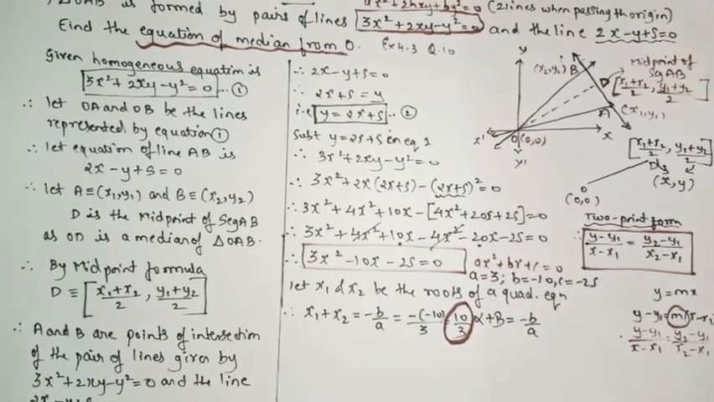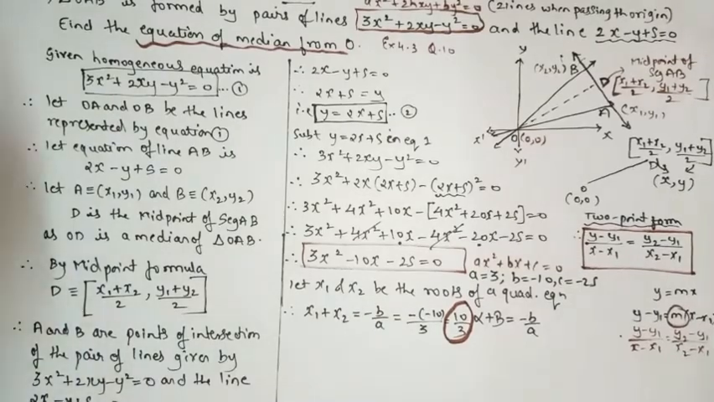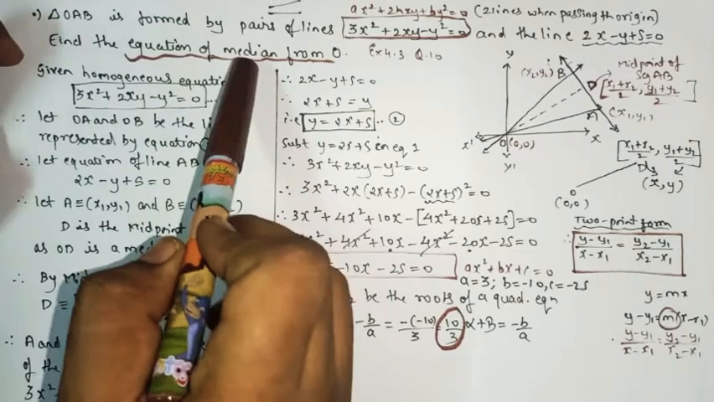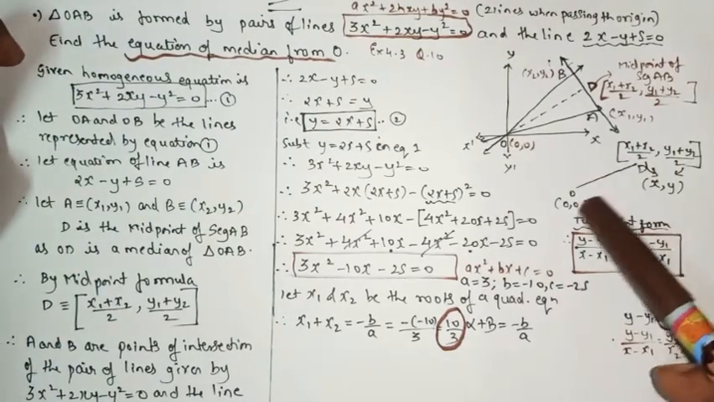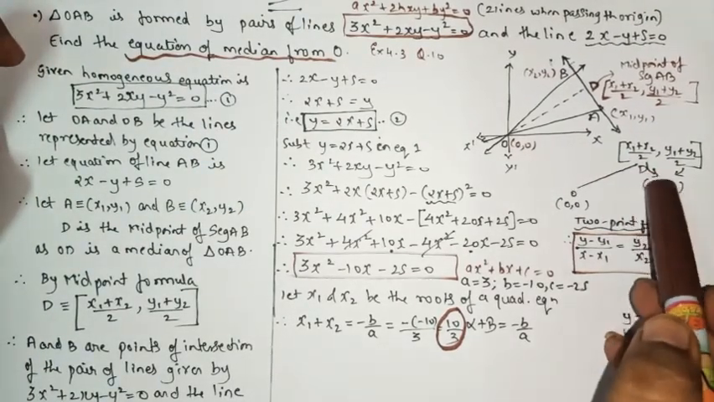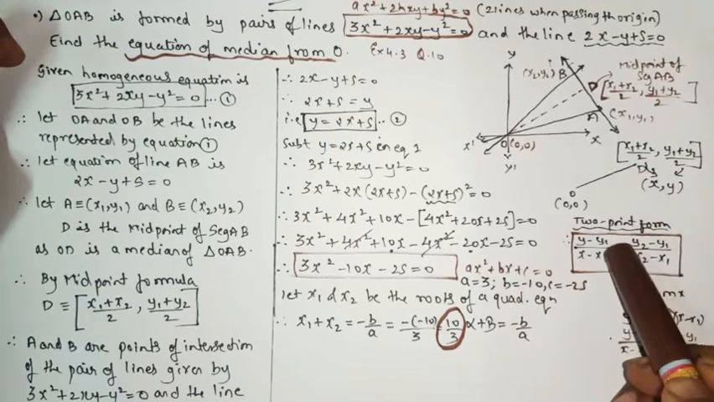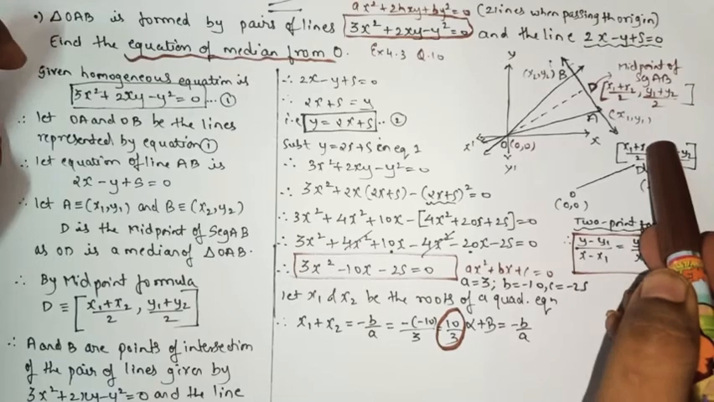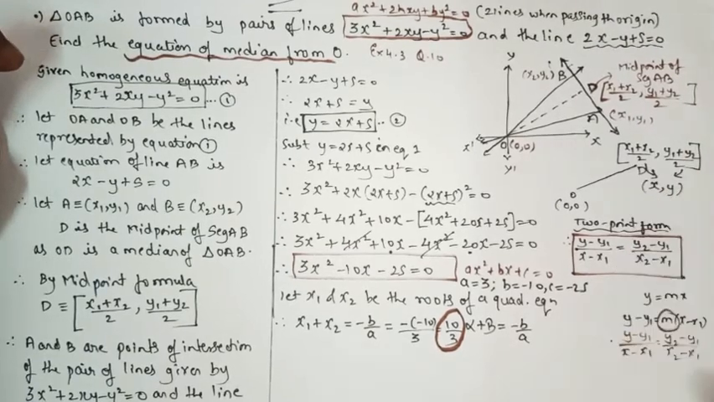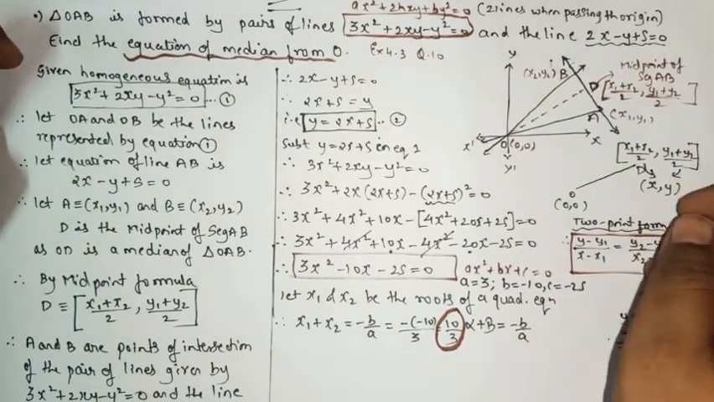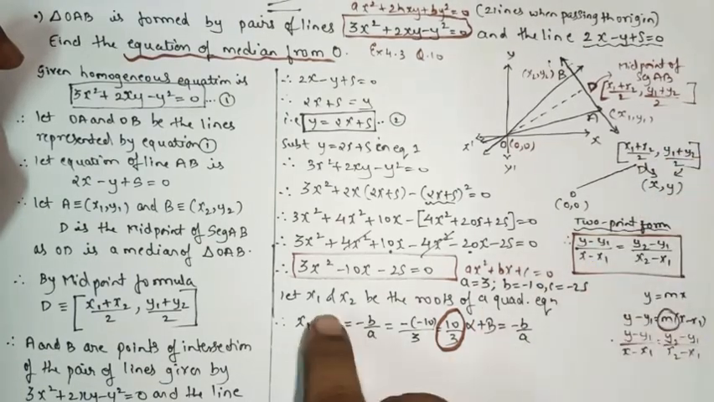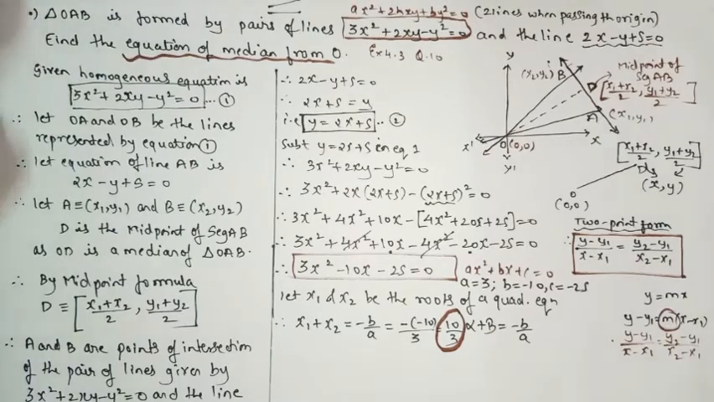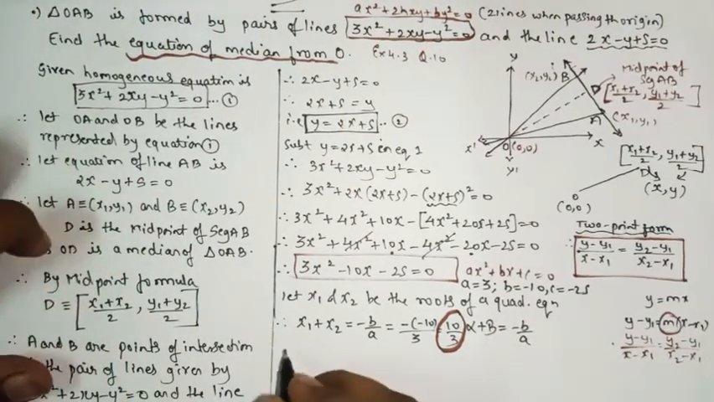So here why I took x1 and x2, because what is the target? We have to find the equation of the median. That means we have to find the equation of OD. So without knowing the value of D, we cannot apply the two-point form formula. For D, can you see here it is x1 plus x2 upon 2, and we require that. So that's why I took x1 and x2 instead of alpha and beta. Understood?